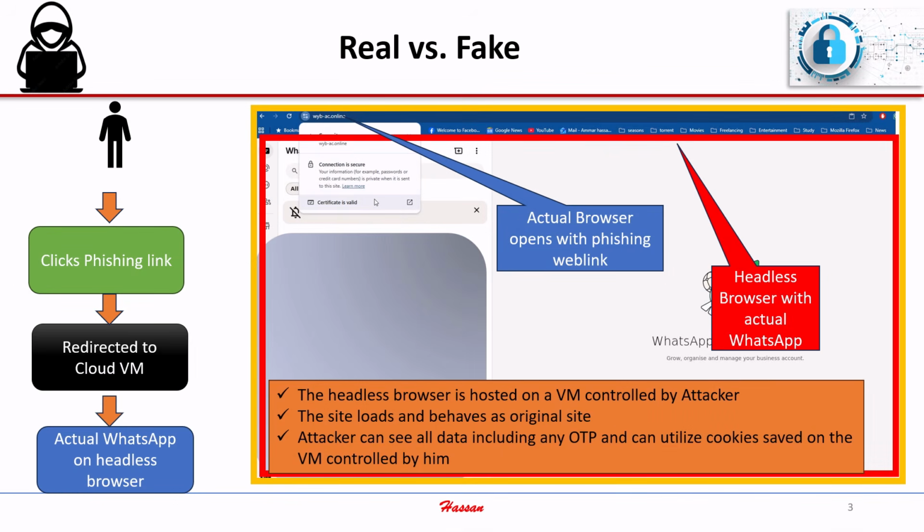So in short, a headless browser with the target site is hosted on a VM controlled by the attacker. When a victim clicks on the phishing link, they are redirected to the hosted browser instance, where the attacker can see all data, including any OTP, and can utilize cookies saved on the VM controlled by them.